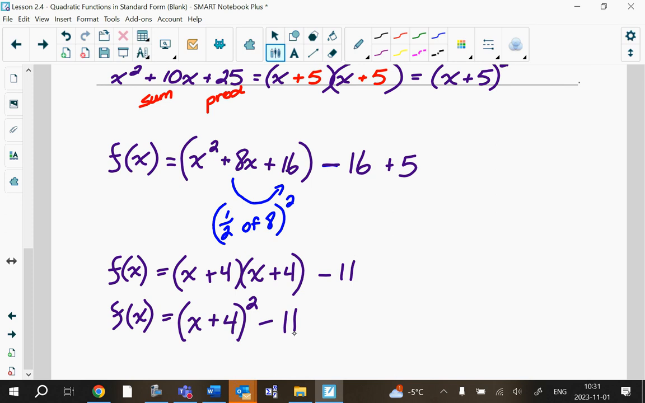Boom. That was like 800 million steps. Really? I see 3. So what we need to do is add and subtract a number so we can factor it to get it into vertex form. Let's practice with a couple more.